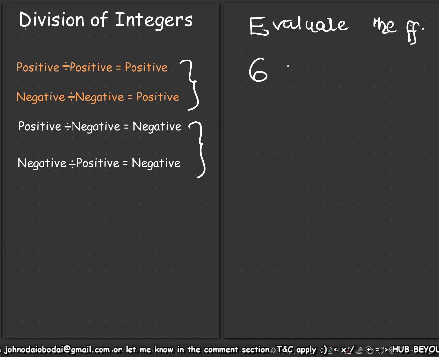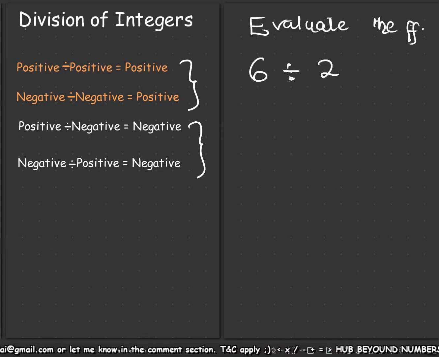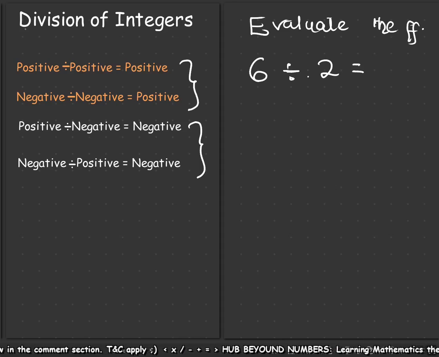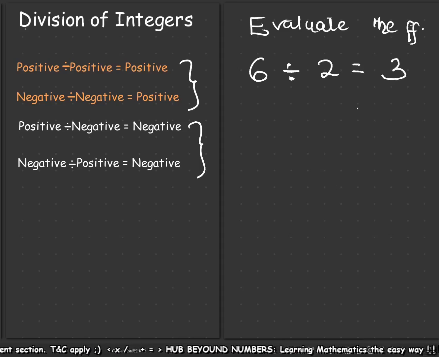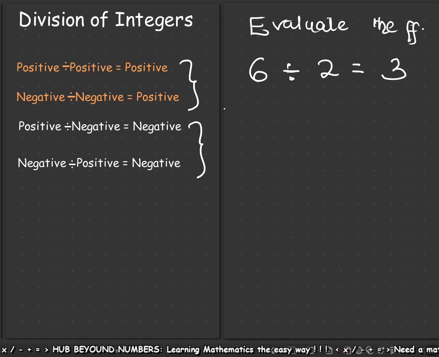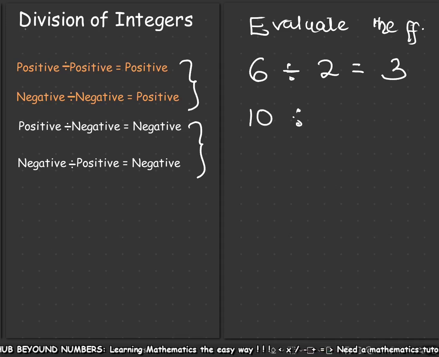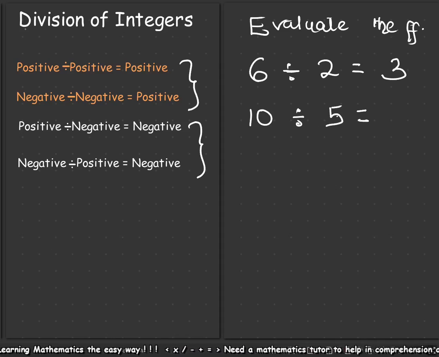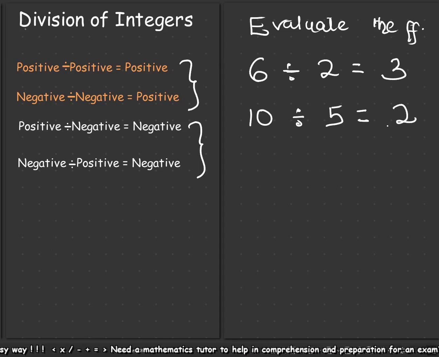So for 6 divided by 2, we are dividing 6 by 2. It is a positive number dividing a positive number. Hence, our answer is simply 3. You get it? Our answer is simply 3. Then for 10 divided by what? 5. This is also a positive number dividing a positive number. Hence, our answer is what? 2. You see that? So anytime a positive number divides a positive number, you are going to get a positive number.